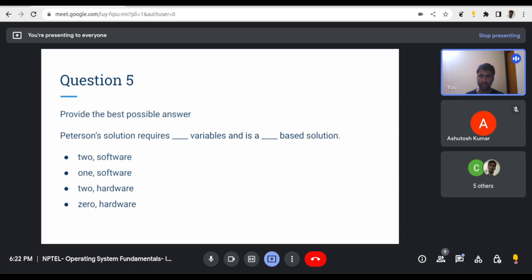Anyway, the next question is: Peterson's solution requires dash variables and is a dash based solution. So what is your answer to this? Does it require 2 variables and is a software based solution? Does it require 1 variable and is a software based solution? Does it require 2 variables and is a hardware based solution? Or does it not require any variables and is a hardware based solution?